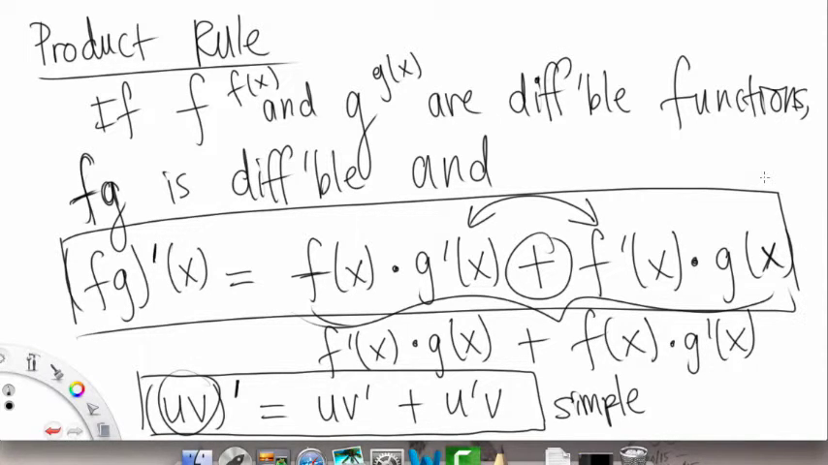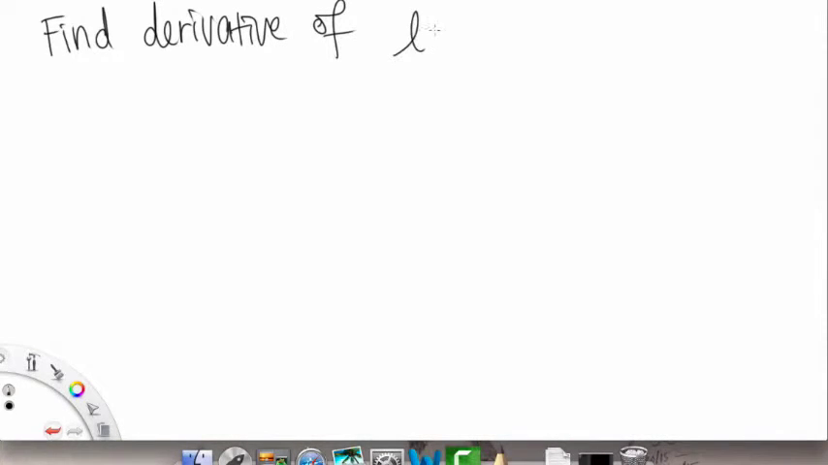Alright, so let's do an example of the product rule. What we're going to do is find the derivative of, let's see what we have, L of x is equal to x cubed times 5x minus 3.